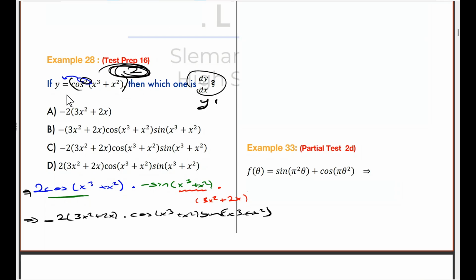So 2 in front, decrease the power by 1. You got this. And about the chain rule, you continue taking derivative of the base. So it becomes minus sine of this. So this has also a derivative. Multiply it by the derivative. So when you clear the things a little bit, it's negative 2 times 3x squared plus 2x times cosine of this angle times sine of the same angle. So option C would be true. All right.